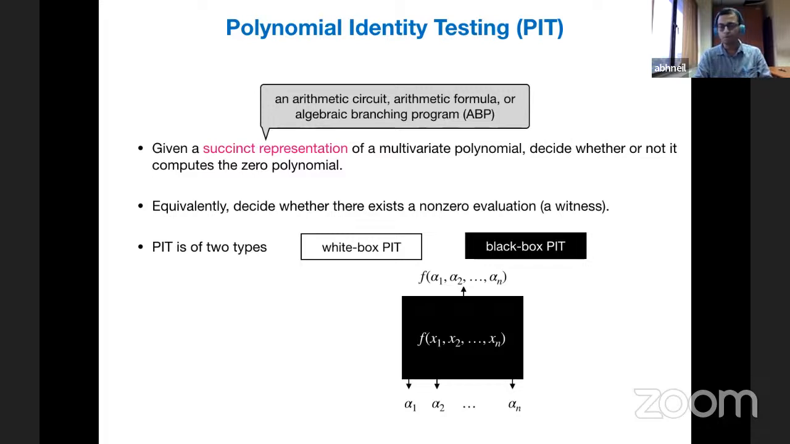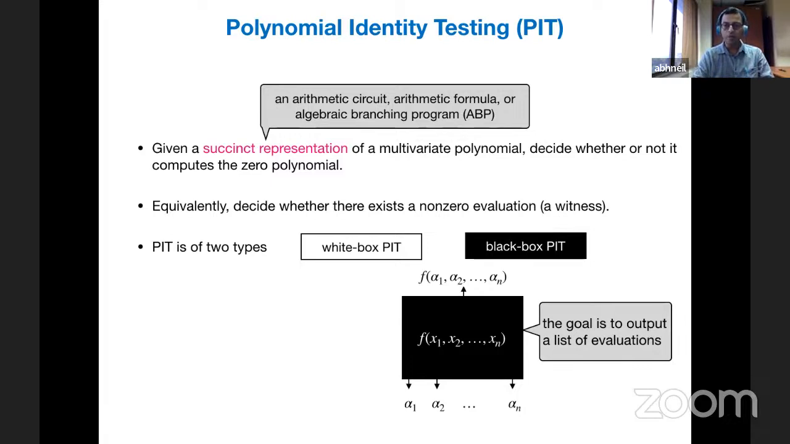So it is of 2 types. One is white-box PIT, one is black-box PIT. For this talk, we are interested in the black-box model, where we don't know how the polynomial is being computed, the circuit structure. We can only plug in some values, and it is given as an evaluation oracle. It will give us the evaluated value, and our goal is to output a list of evaluations that would work for any polynomial that will be given.